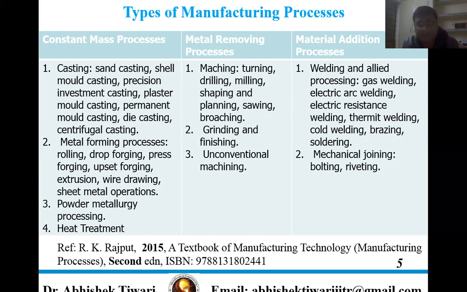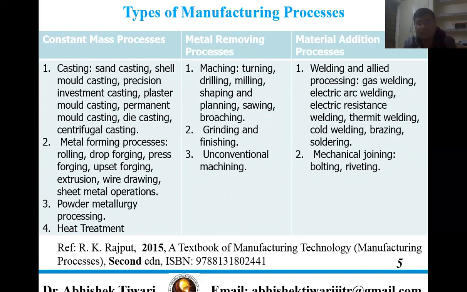Second is grinding and finishing. For example, in metallurgy, we do sample polishing. So in this also, we grind it against emery paper. And third one is unconventional machining.